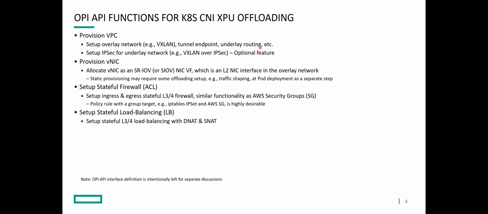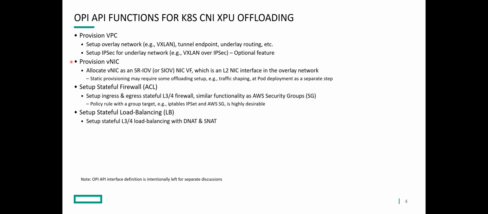Basically, the goal is to set up the data plane described in the previous picture inside the XPU. We can also set up IPsec for encrypting the underlay network, such as VXLAN over IPsec. This IPsec is not required for the CNI to work, but I think it is a key functionality the XPU should support.